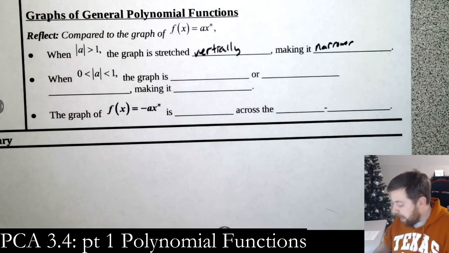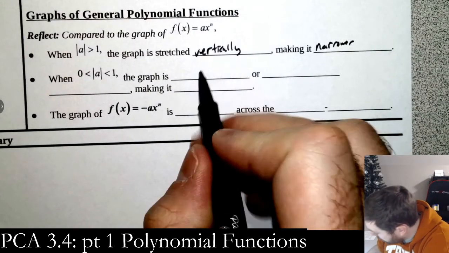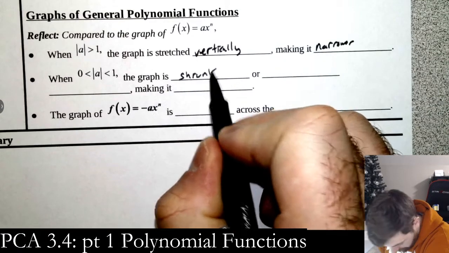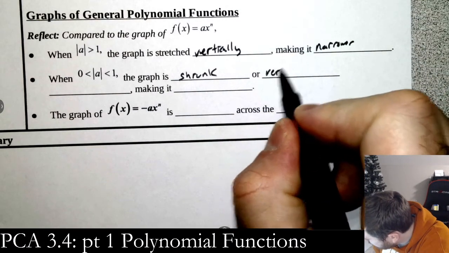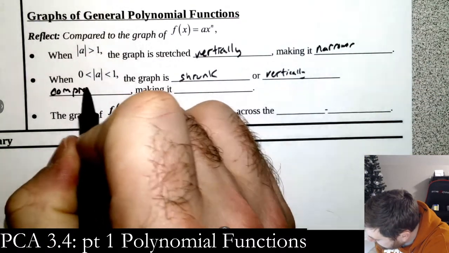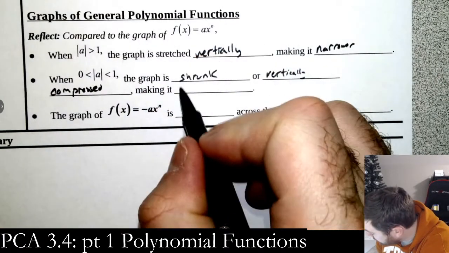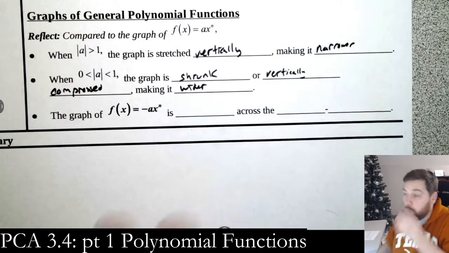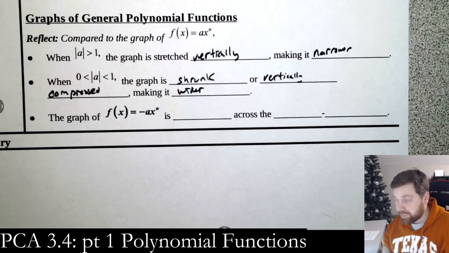Okay? Now when that's a fraction, when the absolute value is a fraction, the graph is shrunk, or what would they use? Vertically compressed? Yeah. Vertically compressed. And it's making it wider, okay, or fatter. Think about 1/2 x squared. You take the x squared function, you squish it down a little bit, okay?